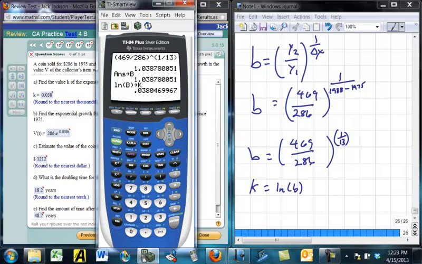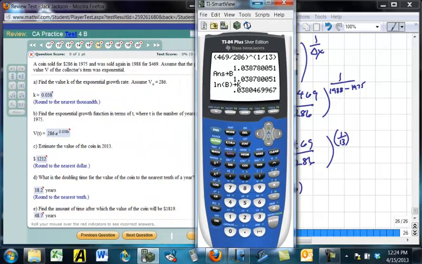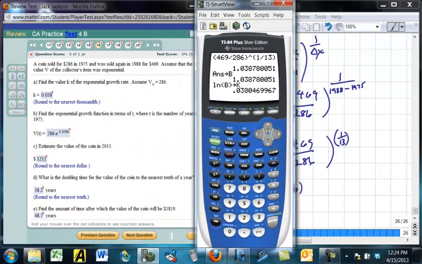Now, if I remember doing this problem earlier, they used the rounded off version, like they shouldn't have, to do the rest of the problem. So I'm going to use the rounded off version so I can match their answers. And the equation is right here. It's the initial amount, 286, e to the kt, and the k was 0.038. And we're going to use that rounded off version to do the rest of our problem. I'm going to go ahead and type that in.